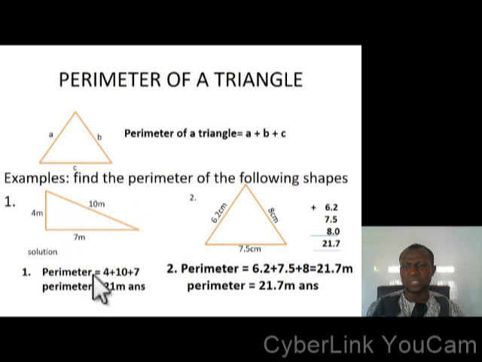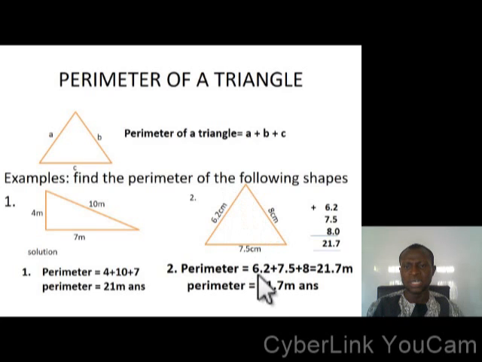So we have it this way, 4 plus 10 plus 7, which will give us what? 21 meters as our answer. Then for the other one, these are decimal numbers. Here we have 6.2, 8, 7.5. We add all of them together. That gives us the perimeter of the triangle as we have it here.